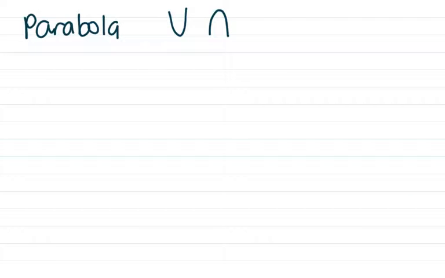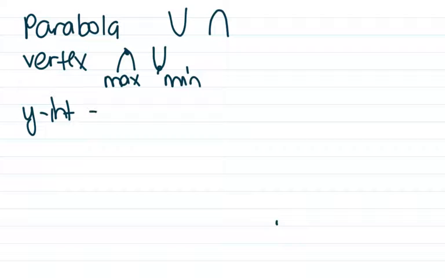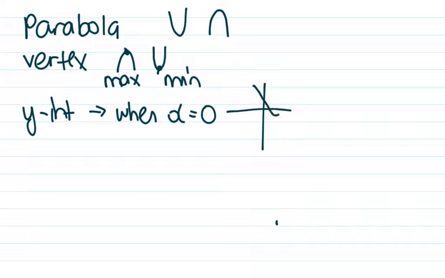So the first property is the vertex. And the vertex is either the highest point or the lowest point. So if it's the highest point, that would be a maximum value. And if it was the lowest point, that would be the minimum value for the problem. The Y-intercept happens when x equals 0. So that's where the line crosses the y-axis. This is the Y-intercept right there.